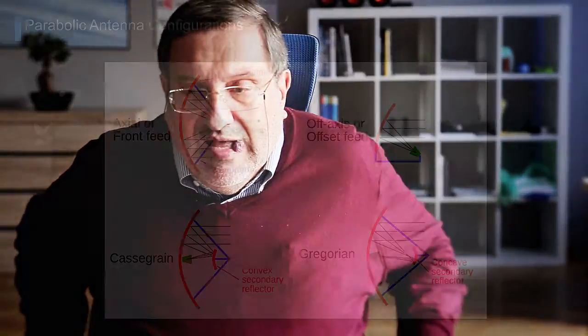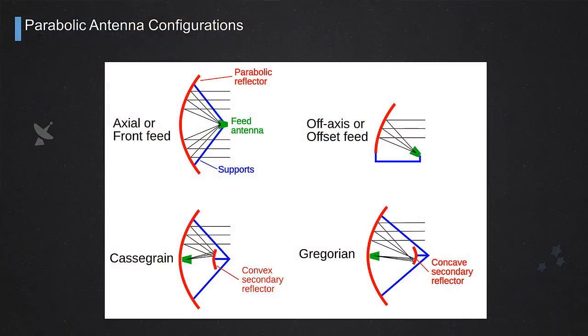And this is due to the simple fact that in the axial or front-fed configuration, the feed being in front of the reflector is in fact creating some problems in terms of losses. The feed itself would somehow shadow the antenna. With the offset configuration, the feed is removed from the view of the reflector, so it helps from the point of view of losses. It also helps in terms of realization.